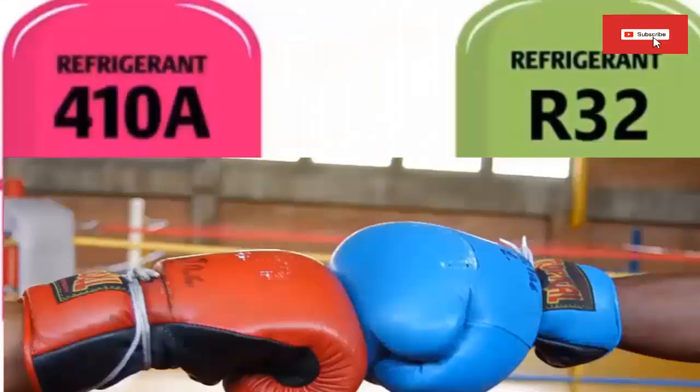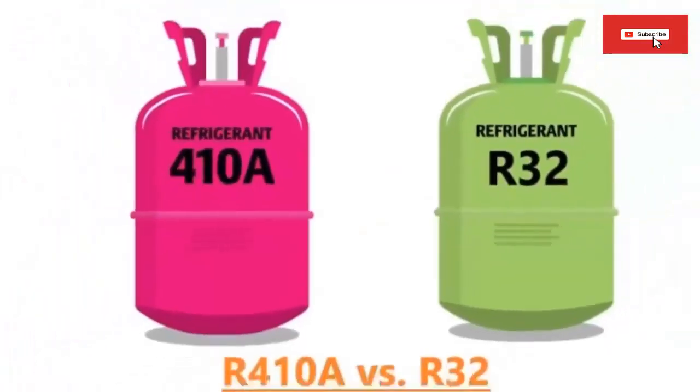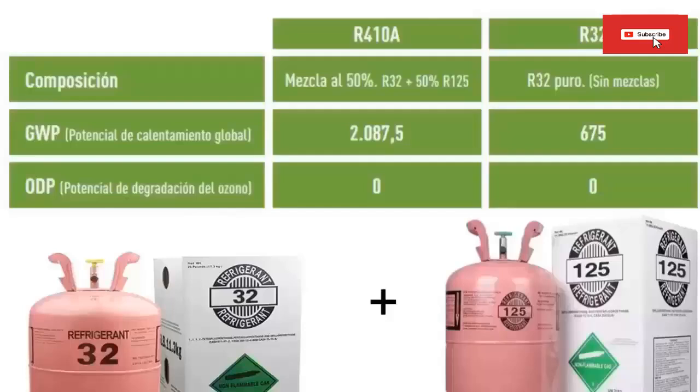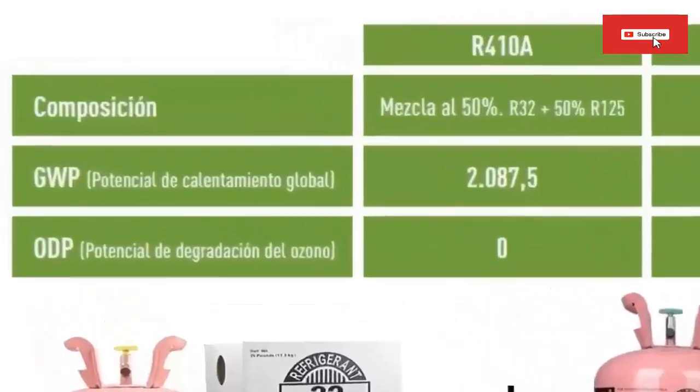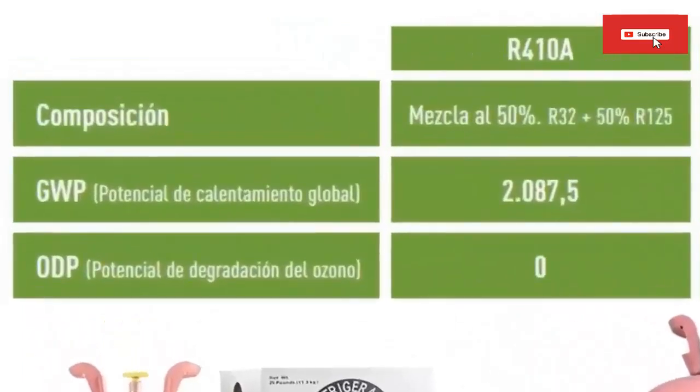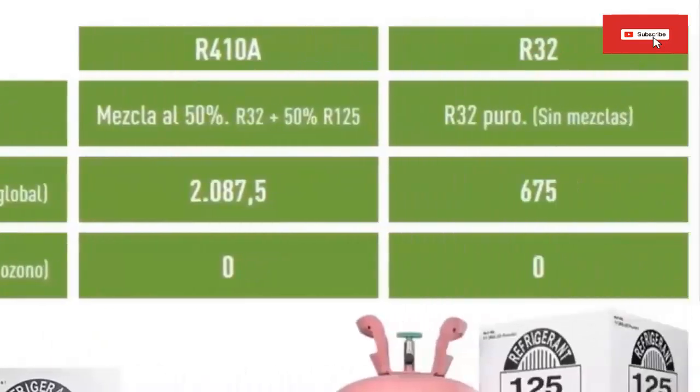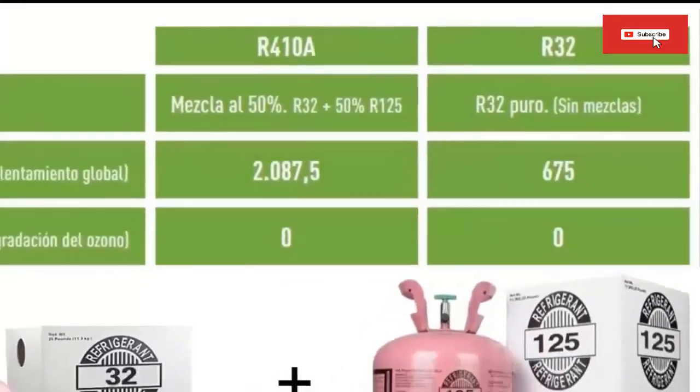Let's begin by stating that R410A is a blend of two gases, while R32 is a pure gas composed of a single component. R410A is primarily composed of R32 and R125, with a 50% proportion for each component. On the other hand, R32, being a pure gas, can be charged in both liquid and gaseous phases, whereas R410A, being formed by two gases, must be recharged exclusively in the liquid phase.